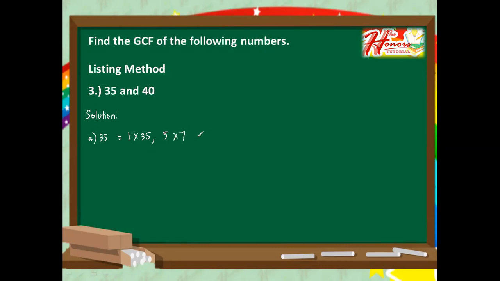6 not possible. 7. If you're going to write 7 times 5, please don't write it because you already have 5 times 7 here. We have here same numbers. So therefore we will be removing 7 times 5 here. And that's it. There's no other factors other than 1 times 35 and 5 times 7. So therefore we will be writing it in increasing order now. So that is 1, 5, 7, and 35.